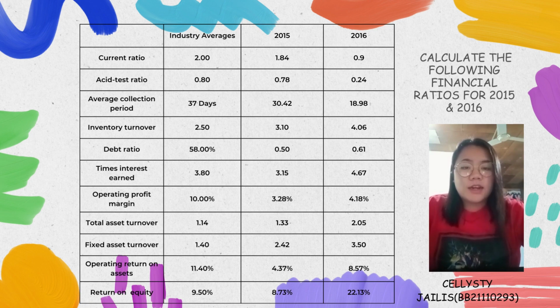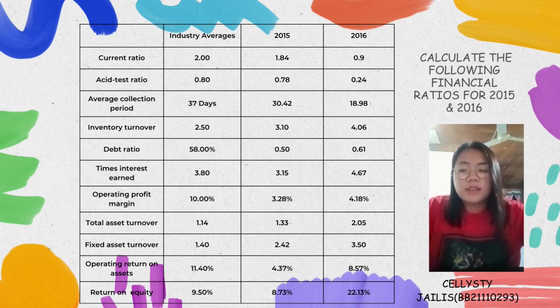Now I'm going to explain question A, where we calculate based on the values given. The first ratio is the current ratio, where the formula is current assets divided by current liabilities. So 63,125 divided by 34,375, and we got the answer 1.84 for 2015. For 2016, we do the same step and we got the answer 0.9.